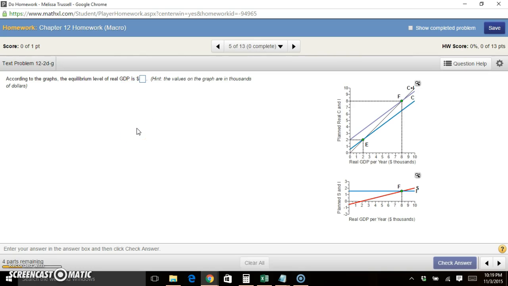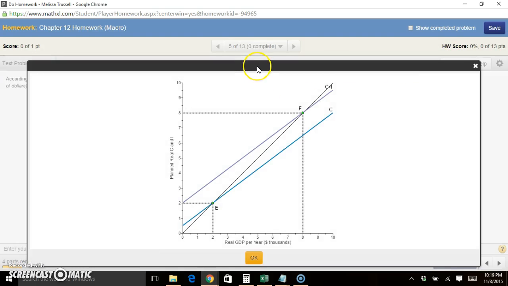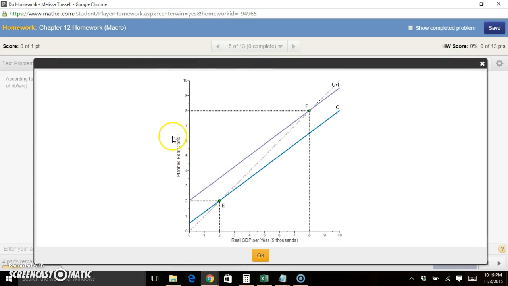Now, remember, the equilibrium level of GDP is wherever GDP equals consumption plus investment. Now, how do we find that on a graph? Let me magnify our graph here so we can look at it better. So I'm going to use the consumption and investment graph, since we know that this equilibrium is determined by GDP and consumption and investment. So I'm going to use this graph.